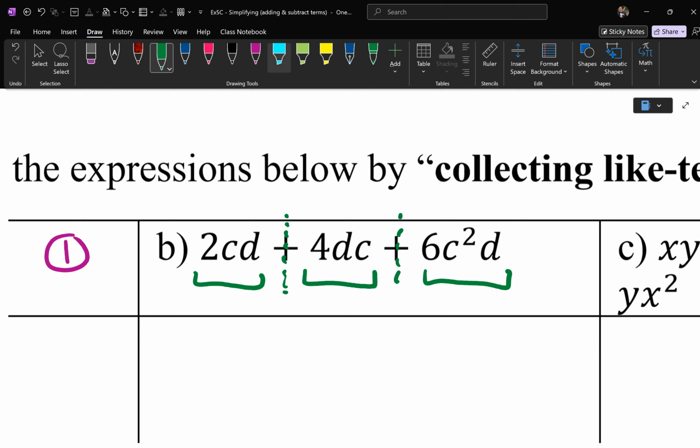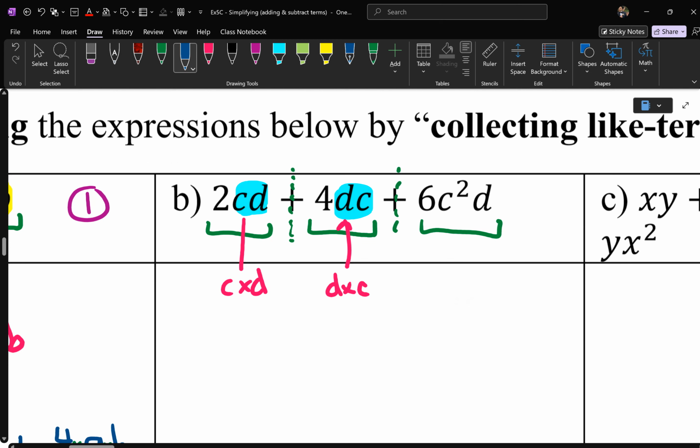But actually, CD means C times D. But then DC is just the swapped order. D times C is the same thing as C times D. So even though they're in different order, it actually is still the same. Just like ABC or BAC, the order doesn't matter. The fact is, do you have one C and one D? In this case, I do have one C and one D. So that's why they are the same groups. Those two are the same.